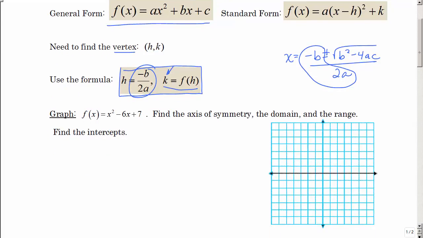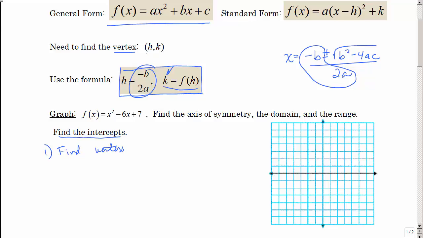Alright, so notice we have the same set of directions. We've got to graph it, we have to find the axis of symmetry, the domain and the range, and we also have to find the intercept. So a lot of stuff is happening in this problem, and it's not in standard form. So the first thing we have to do is find the vertex. That's going to tell us so many things.